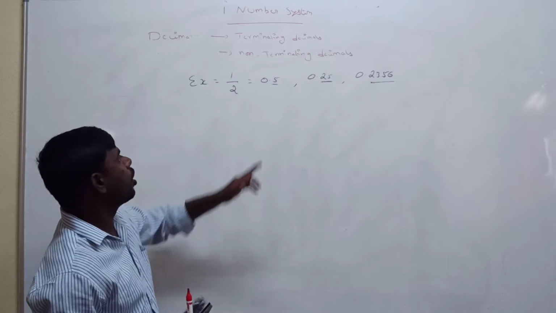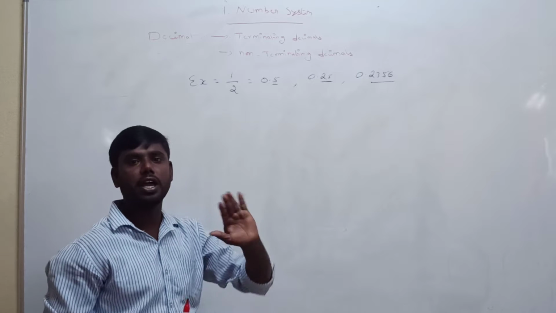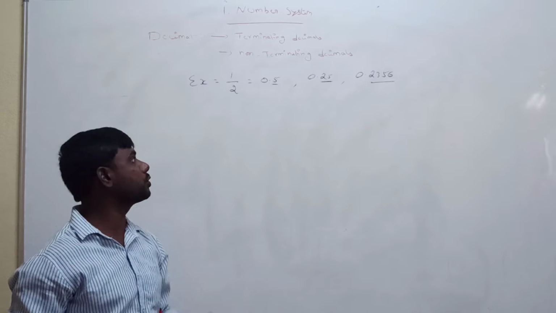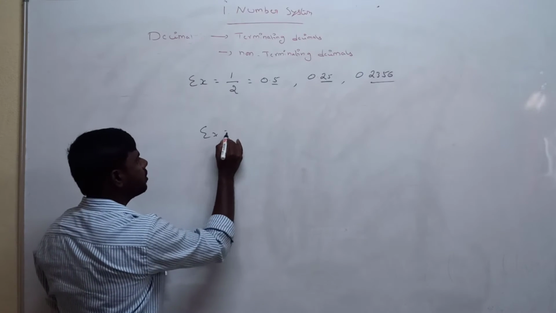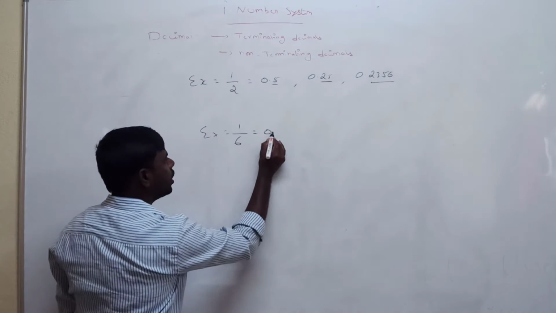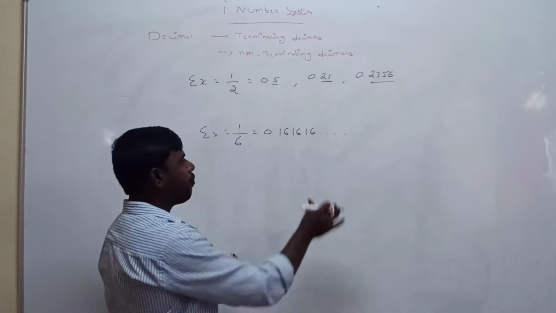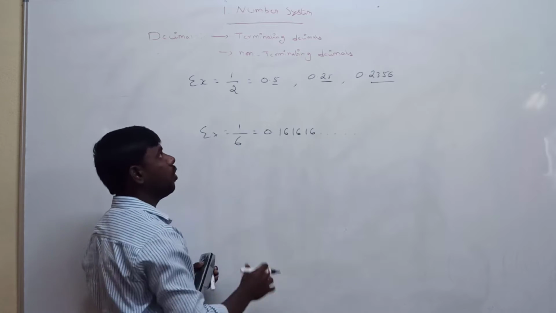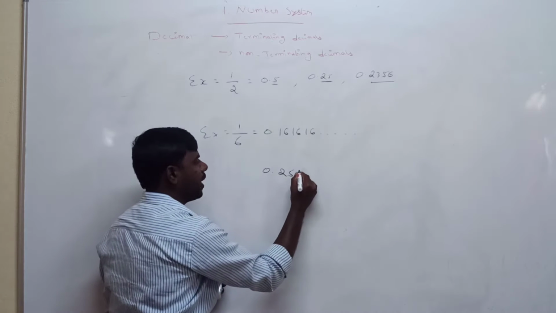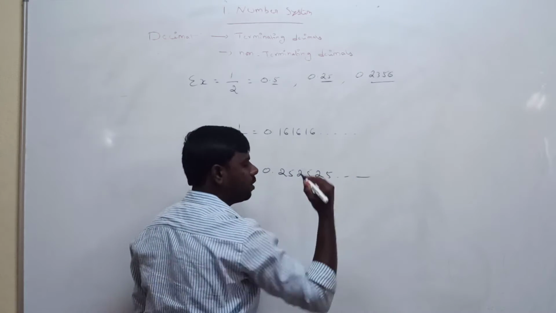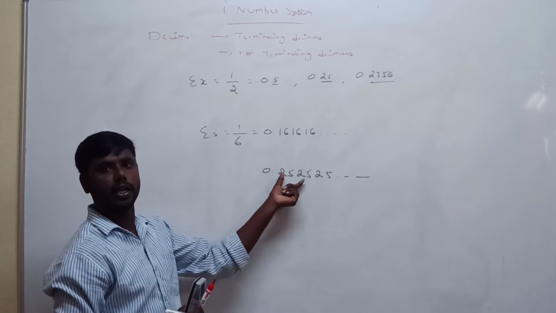Another definition: a non-terminating decimal is a decimal with an infinite number of places. The example is 1 by 6, which is equal to 0.1616 and so on. There is no end. An infinite number of places is called a non-terminating decimal.